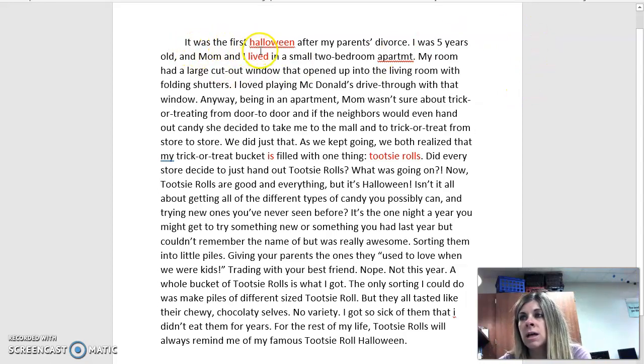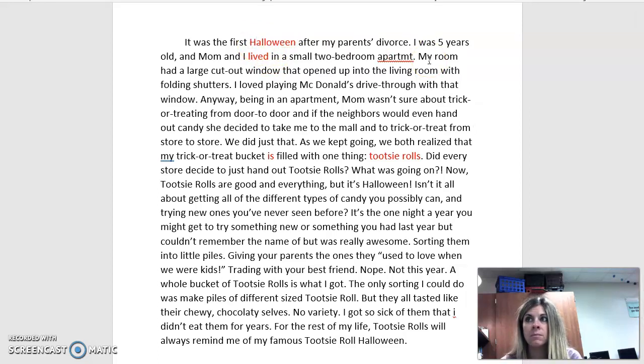It was my first Halloween after my parents' divorce. Well, if I look at the word Halloween, that's actually the name of a holiday. Holidays should start with a capital letter. So I'm going to fix that and make that a capital H for Halloween. Okay? I was 5 years old and Mom and I lived in a small 2-bedroom apartment.